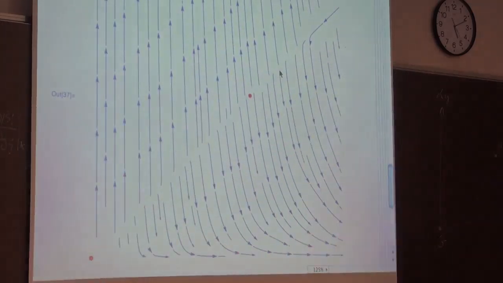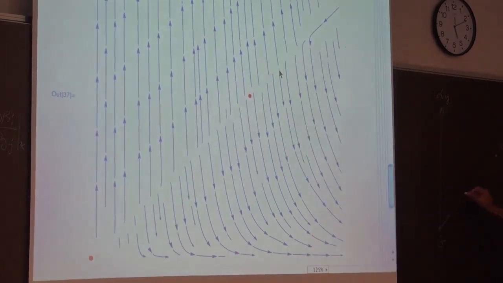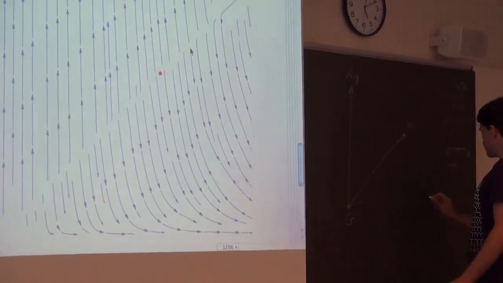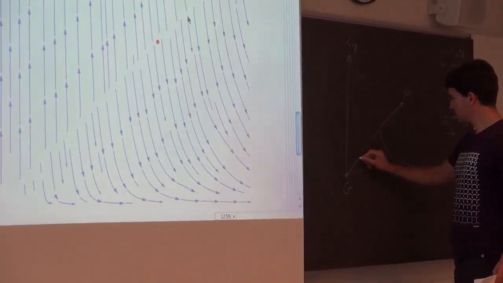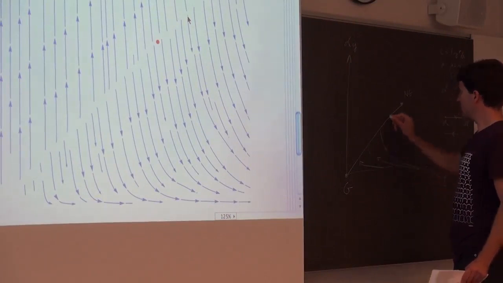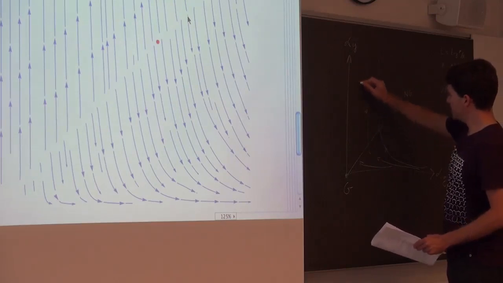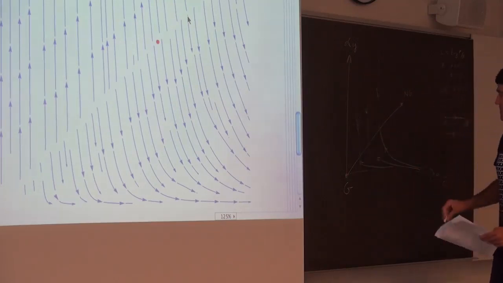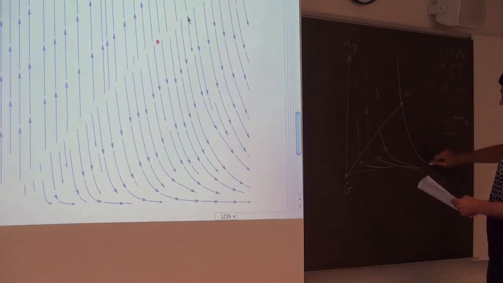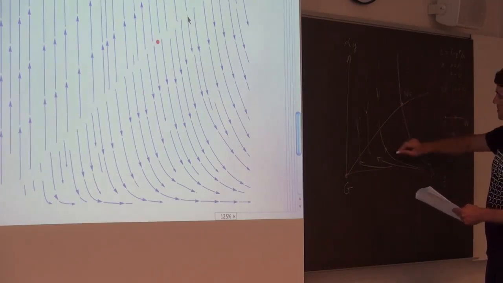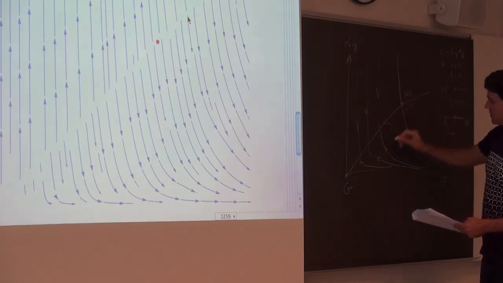So let's draw it here. So basically, you see that we have a line like this. And then the flows. As you notice, the flow is very fast because one eigenvalue is much bigger than the other one. So then we have something like this. And this one goes from the UV, so this is the UV, and this is the infrared.